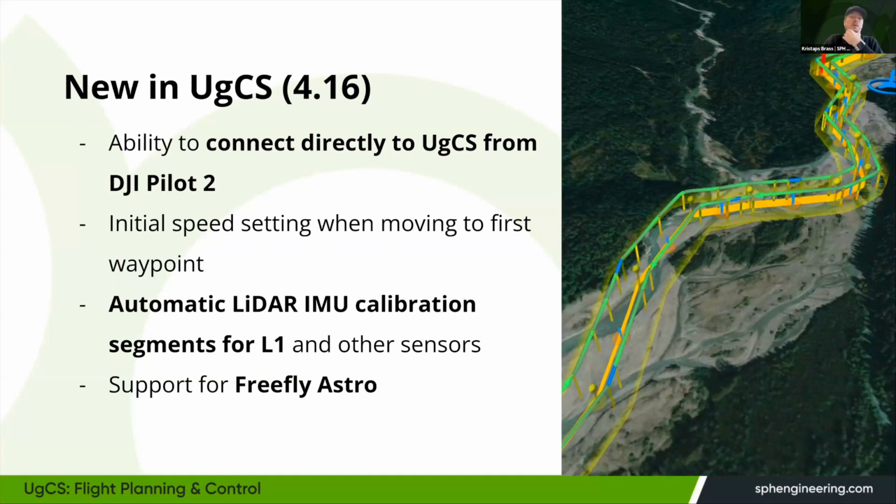We also implemented automatic LiDAR IMU calibration for L1 as well as other LiDARs. These segments are the blue ones, which you see here. In these segments, which are inserted every certain number of meters or seconds, the drone does a back and forth IMU calibration. You can enable or disable these segments depending on whether your sensor requires that or not.